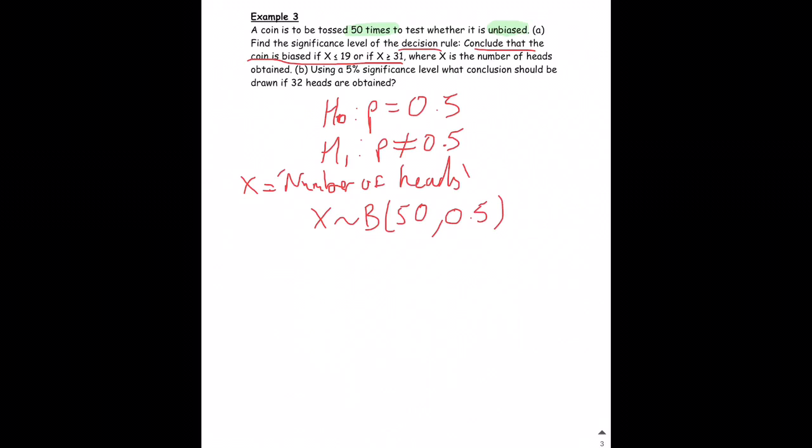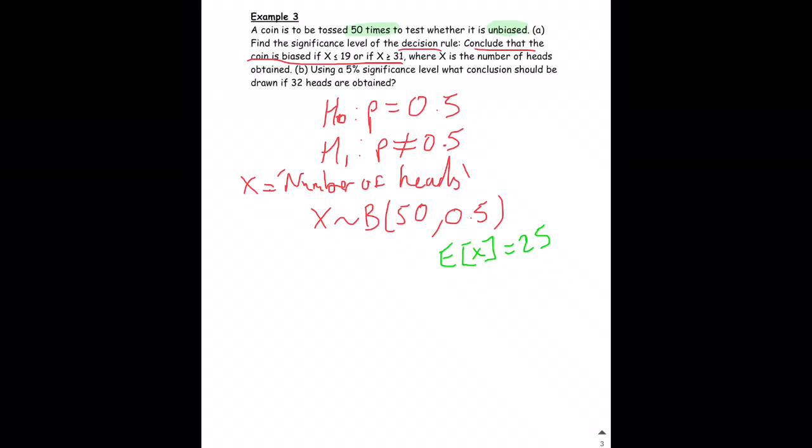The probability of getting heads is 0.5. So I would expect my expected value, the number of heads, to be 25 on average. You can flip a coin 50 times if you want, if you fancy it. I would expect 25 heads.